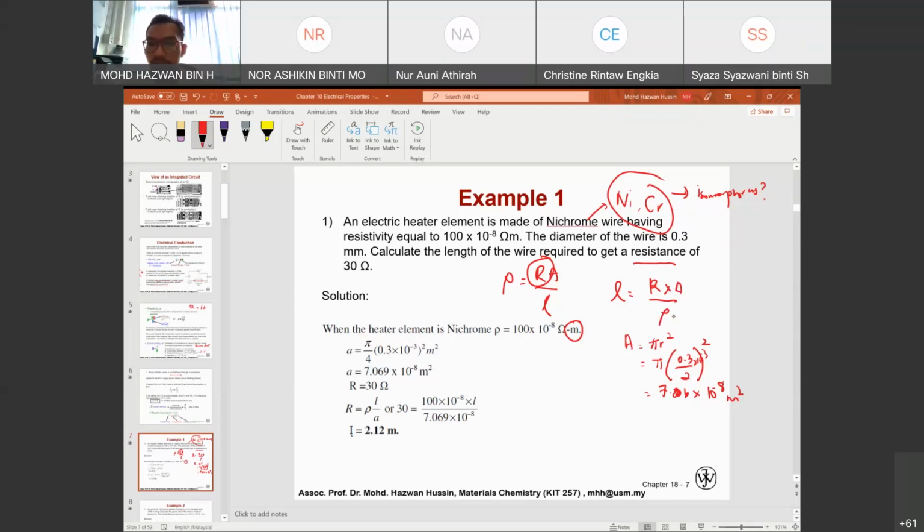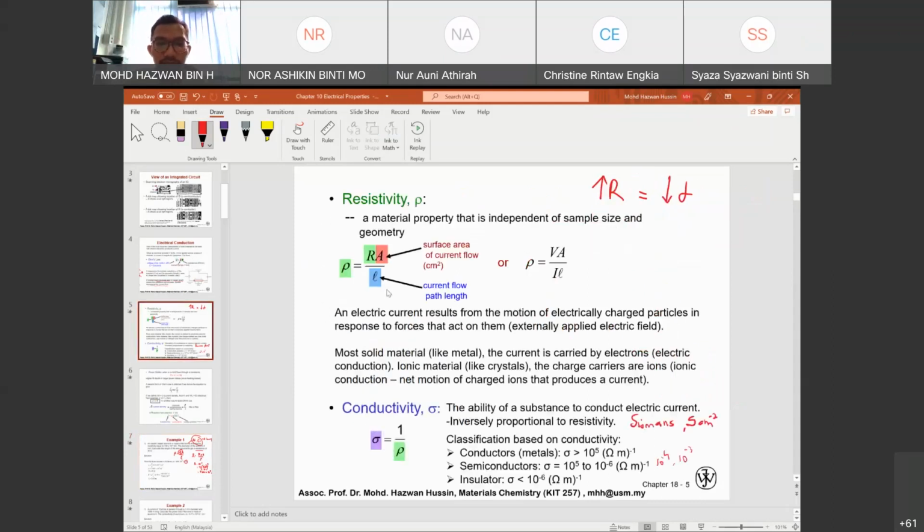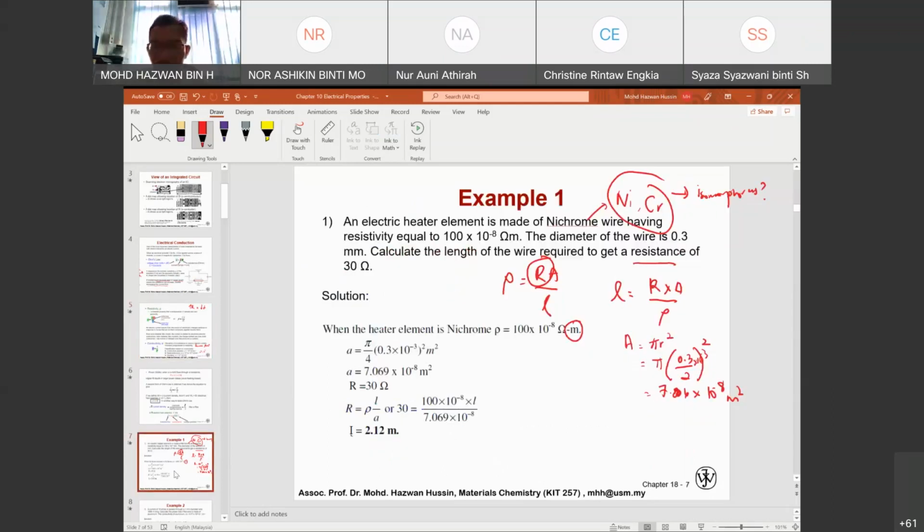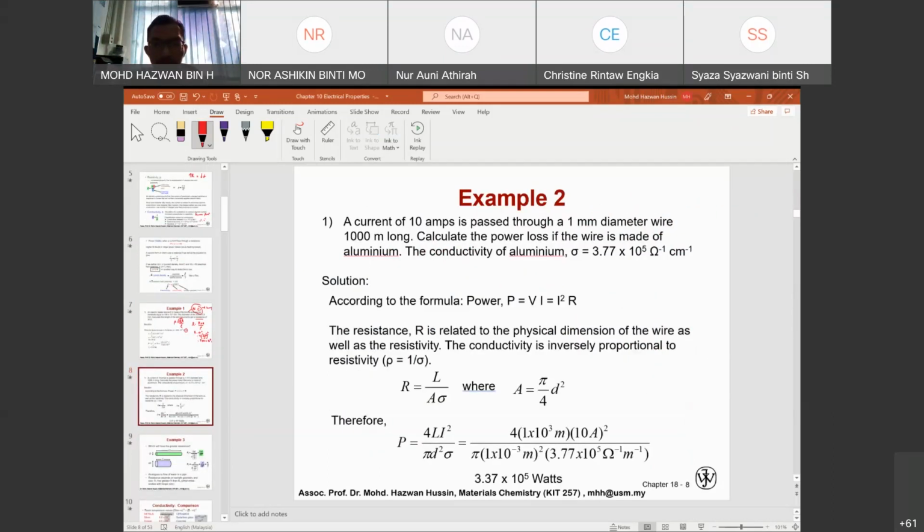And then after you have done the substitution, okay, you will get the length. That is equal to 2.12 meters. So this is taken, of course, from this formula. Can you see this one? Okay. So what about the other examples?